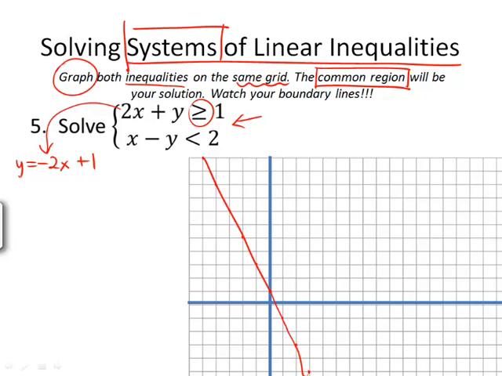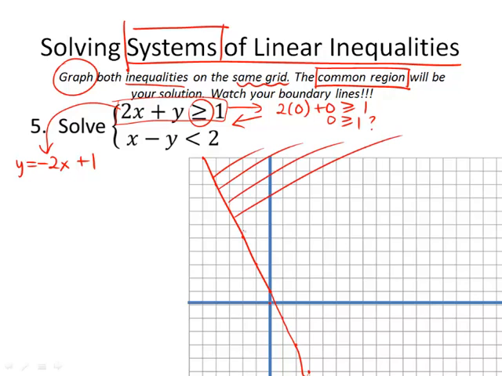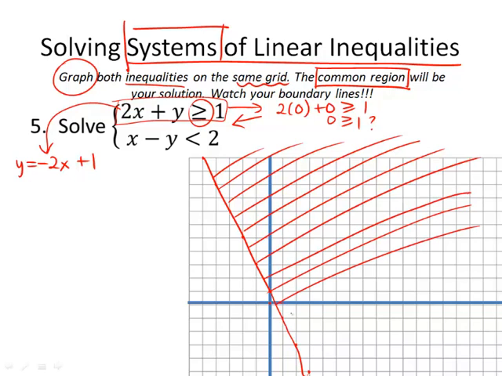Now let's check if this is going to satisfy the bottom half or the top half. So we want this to work. So let's check 0, 0. Plug in a 0, 0. 2 times 0 plus 0 greater than or equal to 1. Is 0 greater than or equal to 1? No, it's not. Therefore, this side is being shaded. All these points work.